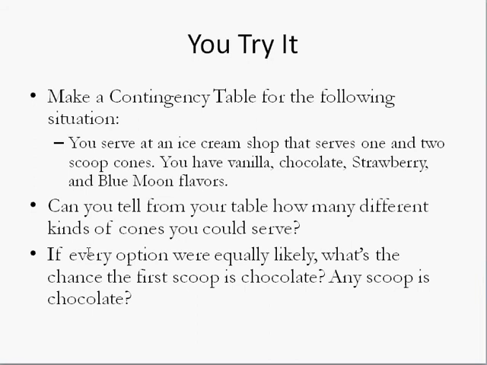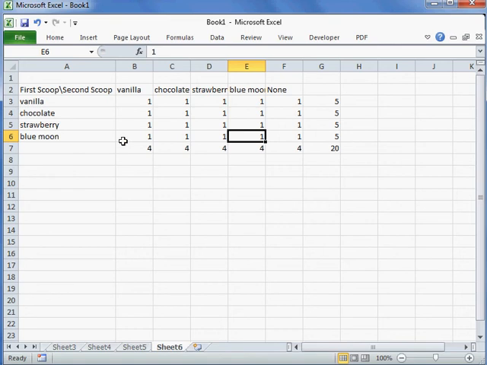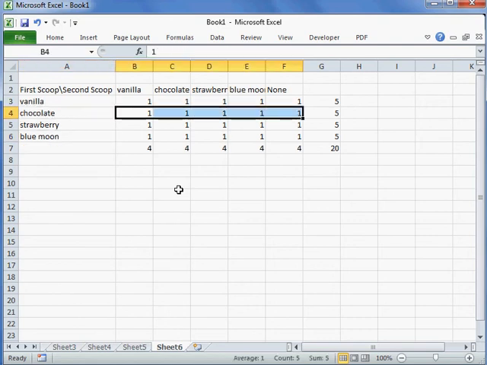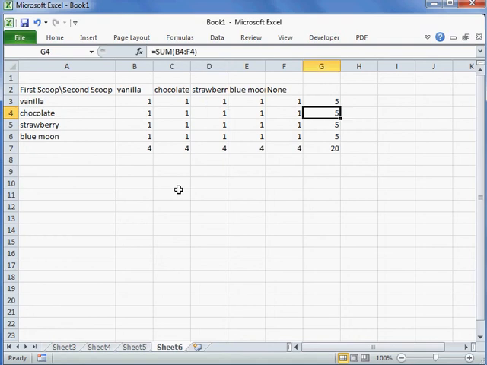So we were asked, if every option were equally likely, what's the chance the first scoop is chocolate? Okay, so everything's equally likely, and we want to know what's the chance the first scoop is chocolate. Well, if the first scoop is chocolate, these all have first scoop chocolate. So there's 5 cones that have first scoop chocolate. That's out of a total of 20. So if they're all equally likely, that means we've got 5 out of a total of 20, making a 25% chance that the first scoop is chocolate.